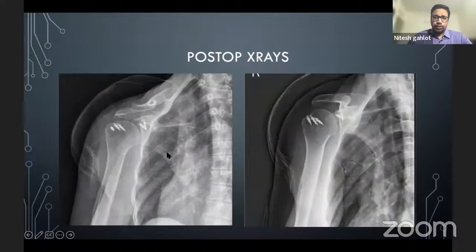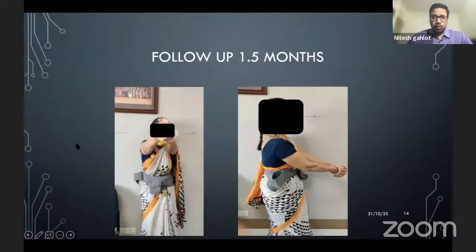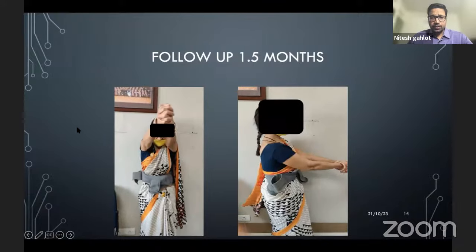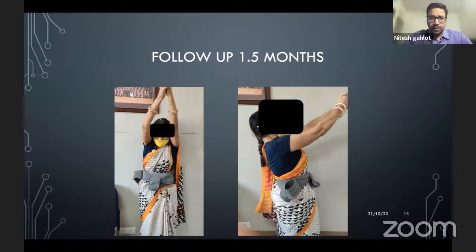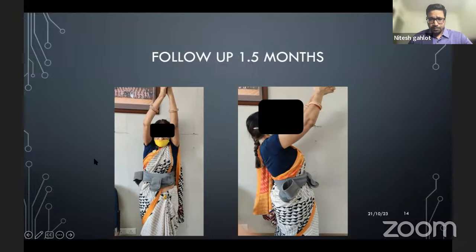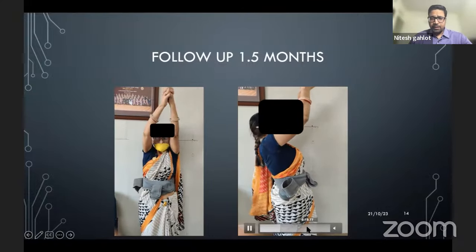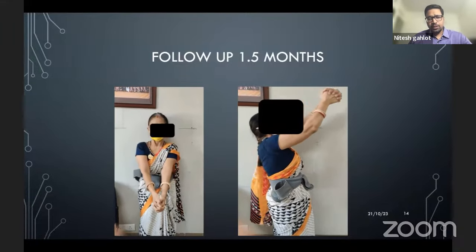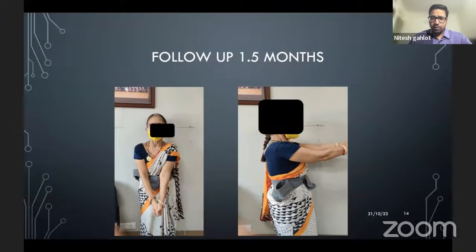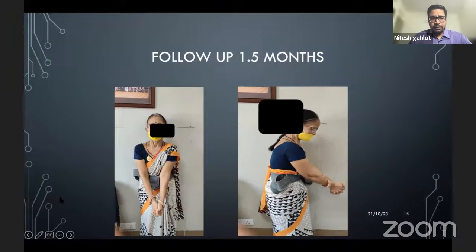So these were the postoperative x-rays, the medial anchors and the lateral anchors, and the humerus head has definitely come down as compared to the pre-op x-rays. This was the follow-up at 1.5 months. The patient was started initially on passive physiotherapy, and at 1.5 months, passive and active exercises were started. Pain was immediately gone after the surgery. That was probably because of the subacromial irritation and subacromial impingement. That was relieved completely.